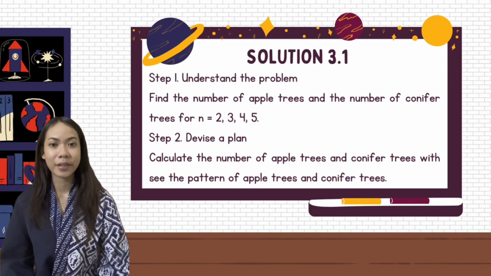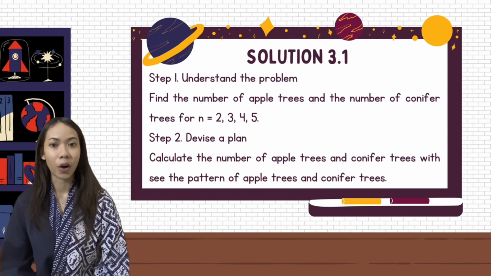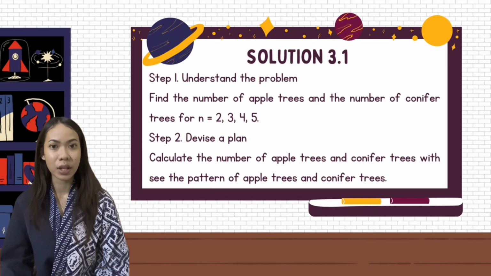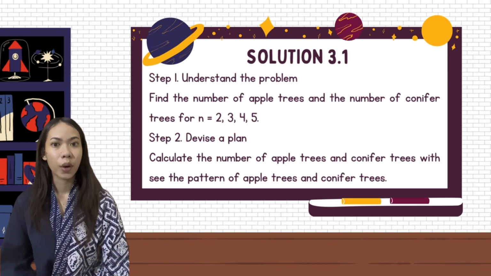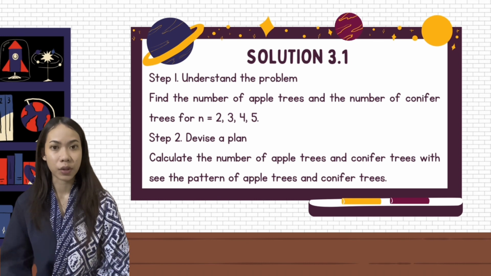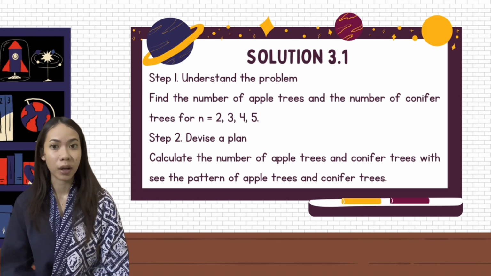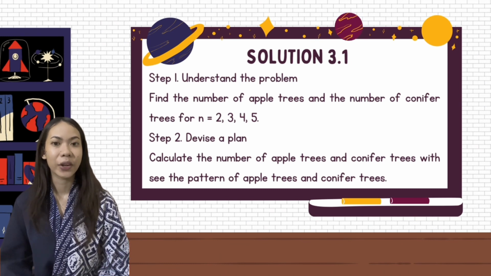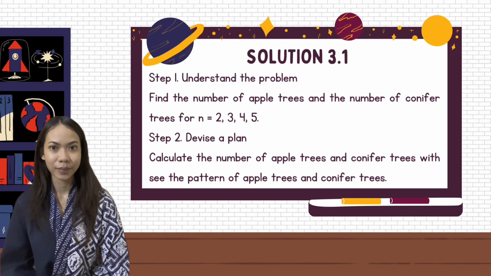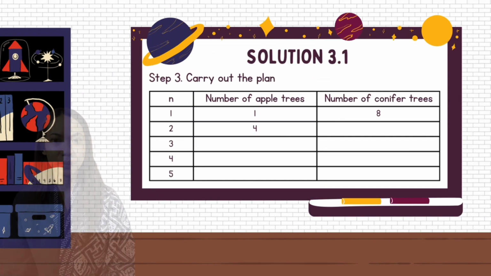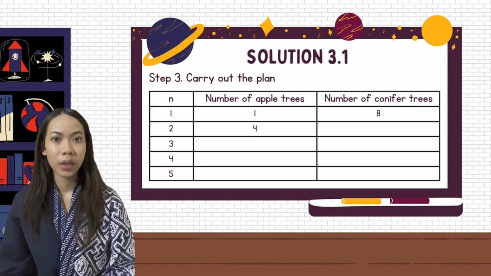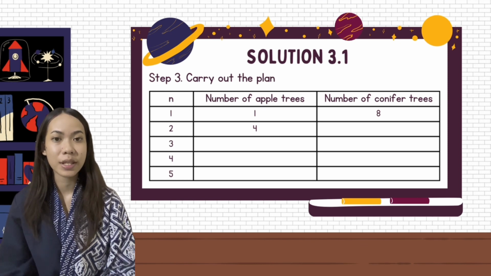Step 1. Understand the problem. We need to find the number of apple trees and the number of conifer trees for n equal to 2, 3, 4, and 5. Step 2. Devise a plan. We need to calculate the number of apple trees and conifer trees using the pattern of apple trees and conifer trees. Okay, let's carry out the plan. For n equal to 1, the number of apple trees and conifer trees are already given. And for n equals 2, we need to calculate the number of conifer trees.